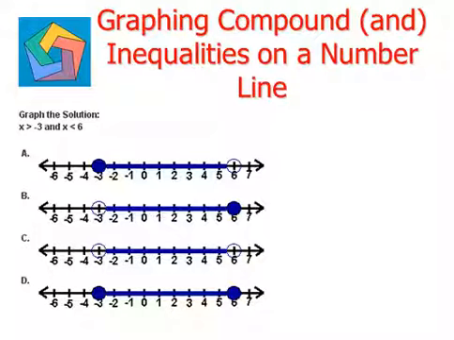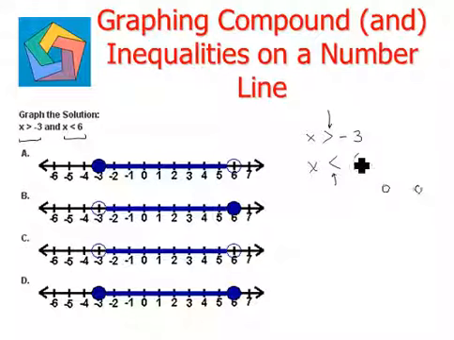Graph the solution, and we're given x is greater than -3 and x is less than 6. Now, out of the four options, we have to choose one of the options which has x greater than -3 and x less than 6. First, analyze this. Here we have only greater than and less than signs. So that means whatever markings on the number line would be with hollow circles.